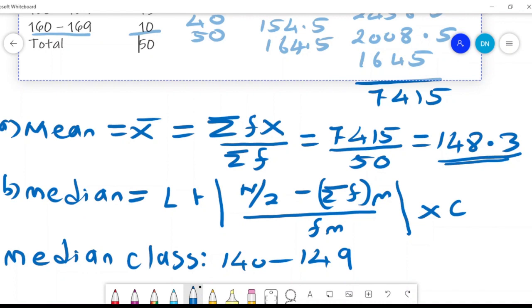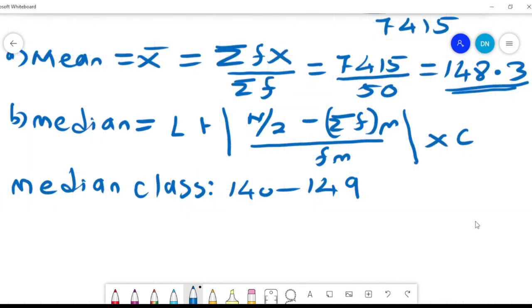Definitely, it's an even number, so it should be between person 25 and 26, because the median person is person number 25 and 26. So it automatically means that our median class is 140 to 149. And if that is the case, then what is L? L is the lower class boundary. What is the lowest class boundary for that class? Remember, the previous class is 130 to 139, and this is 140 to 149. So L will be between 139 and 140, so it will be 139.5.